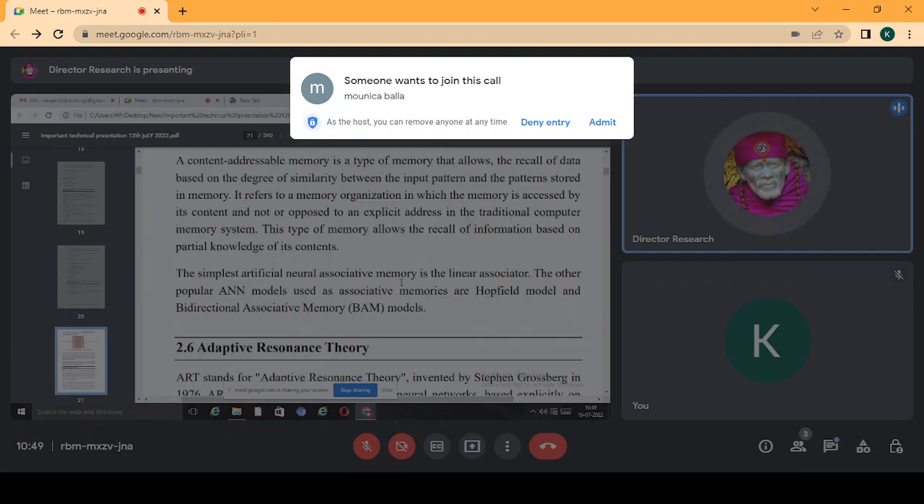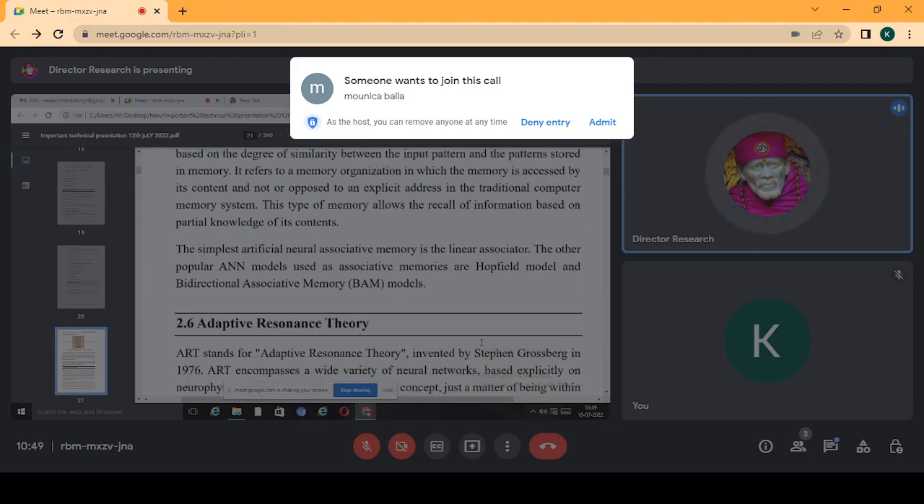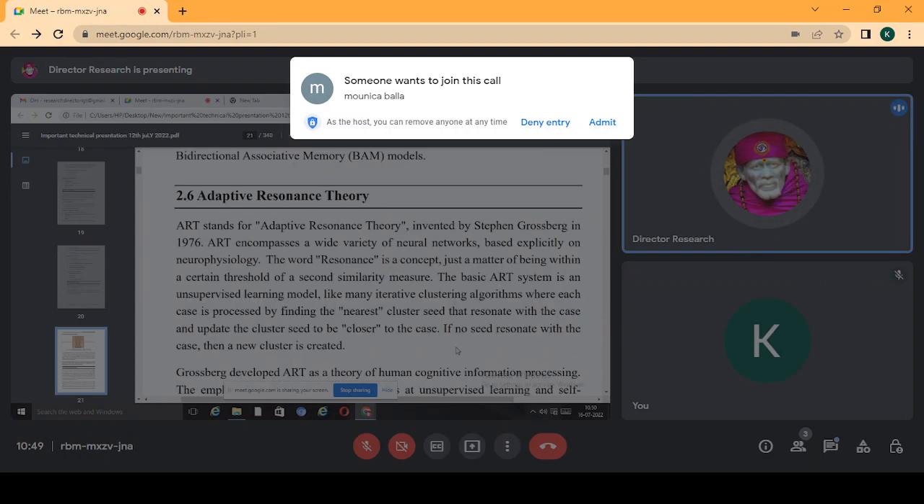The simplest artificial neural network associative memory is the linear associator. The other popular artificial neural network models used as associative memories are the Hopfield model and the bidirectional associative memory. ART stands for adaptive resonance theory.